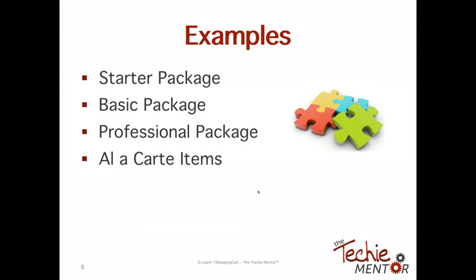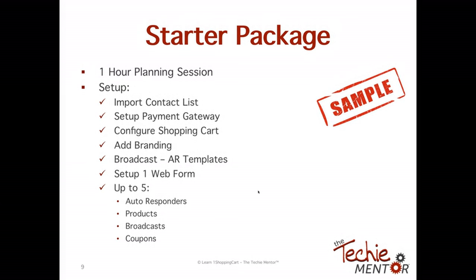So I've come up with some simple ones here. I have a starter, a basic, and a professional package. Now these items right here are for a complete setup. So as you get more advanced in your knowledge of One Shopping Cart, you can start offering these types of packages. As I mentioned in the webinar, my professional package a few years ago was $1,000, and it included specific items that they got, and it was pretty much set up for them soup to nuts. And then basically I gave them a checklist that shows how their system is set up, and I gave them some additional training on how to send out a broadcast or how to add a product, just so they could understand what they needed to know.